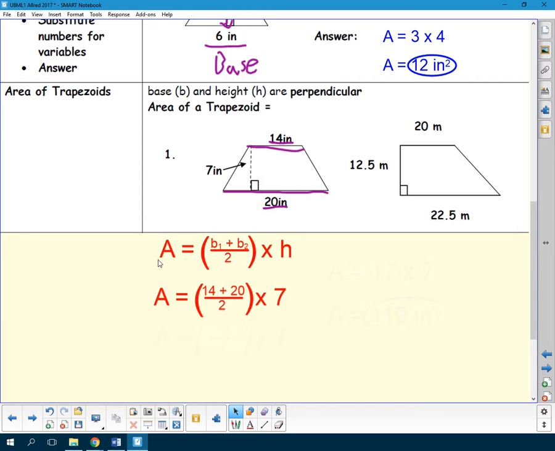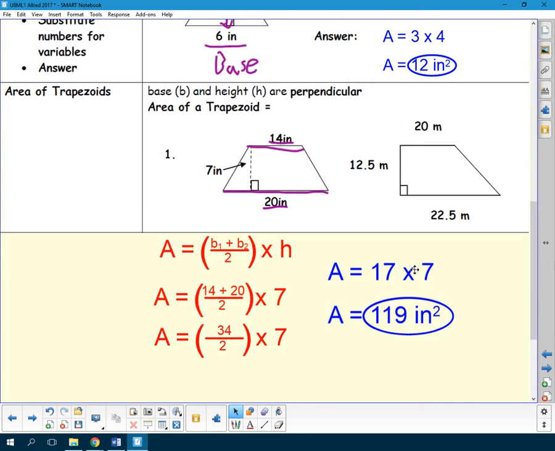You will have a calculator when you do this for this whole unit. So we should be able to do 14 plus 20 and get about 34. 34 divided by 2 is 17. And 17 times 7 is 119 inches squared. That's how you find the area of any trapezoid. Add the bases together and divide by 2, and then multiply by the height. Those are just a couple examples of how to do these.